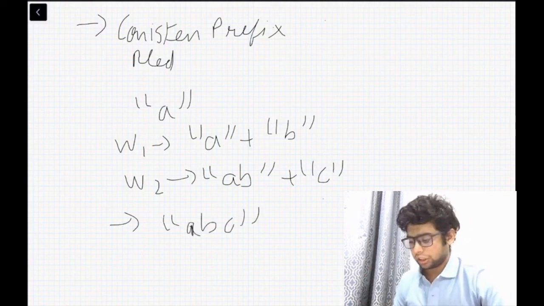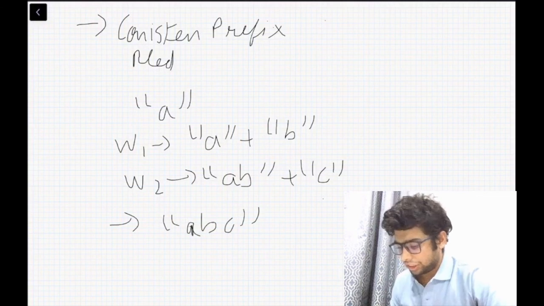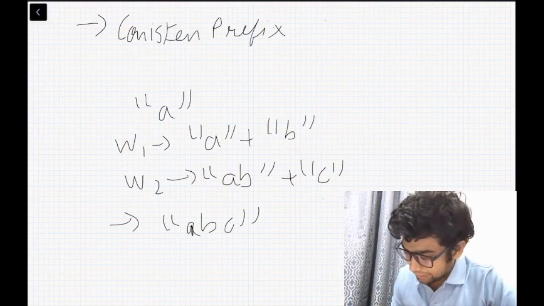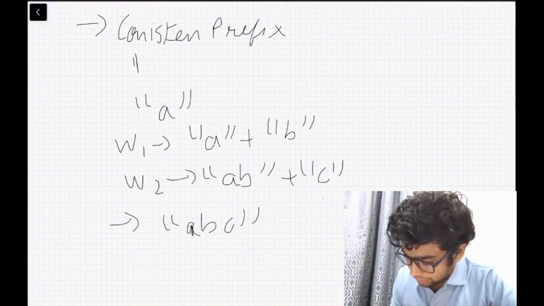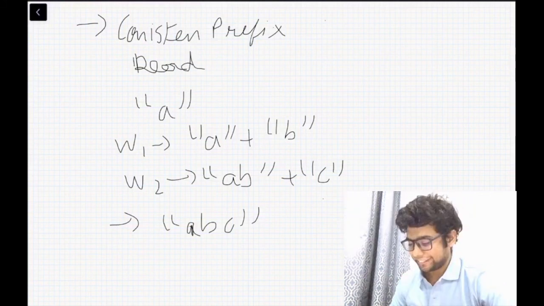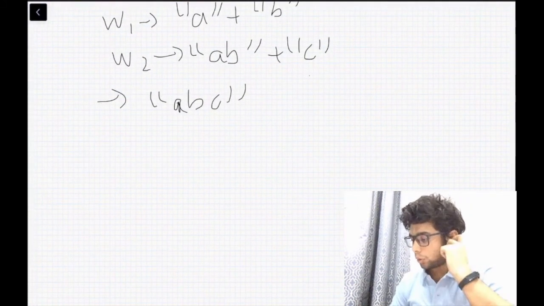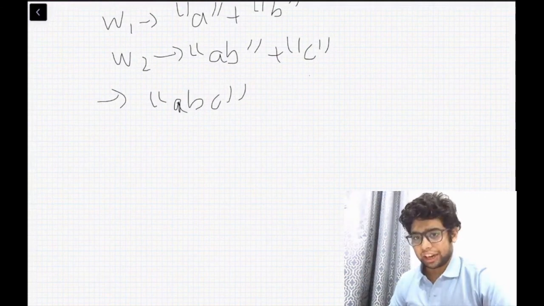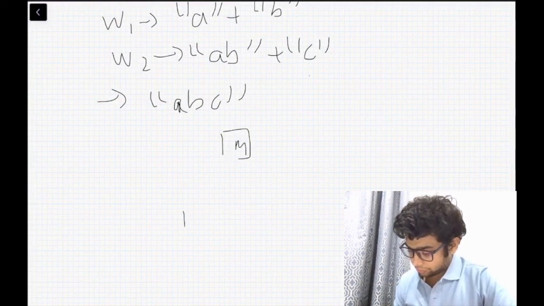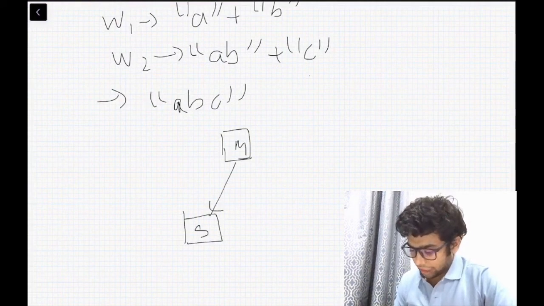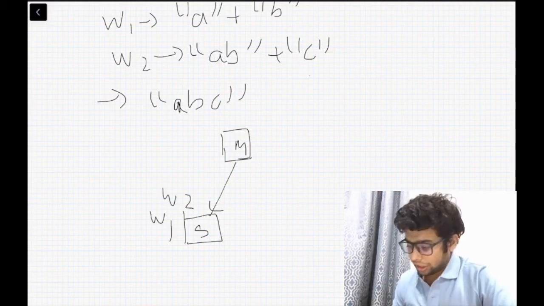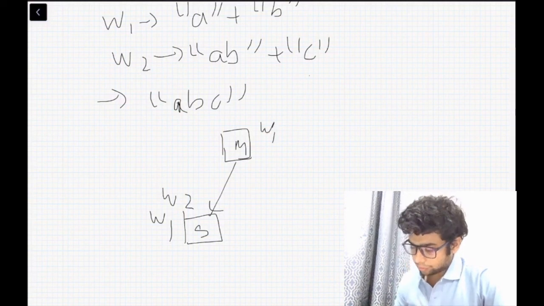Now let's say there is a consistent prefix read problem. So let's rewrite it. Sorry for the writing. So this was write one and write two. Now let's say this is master. This is slave, and on this slave, first write two comes and then write one comes, while on the master, it was write one and write two.